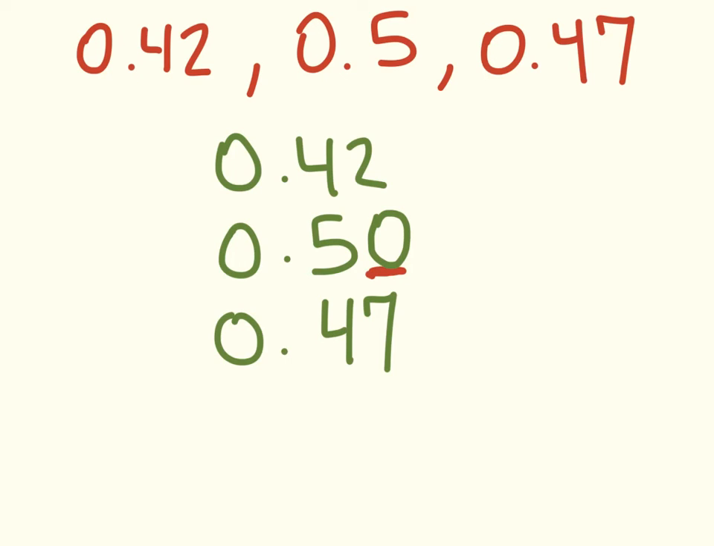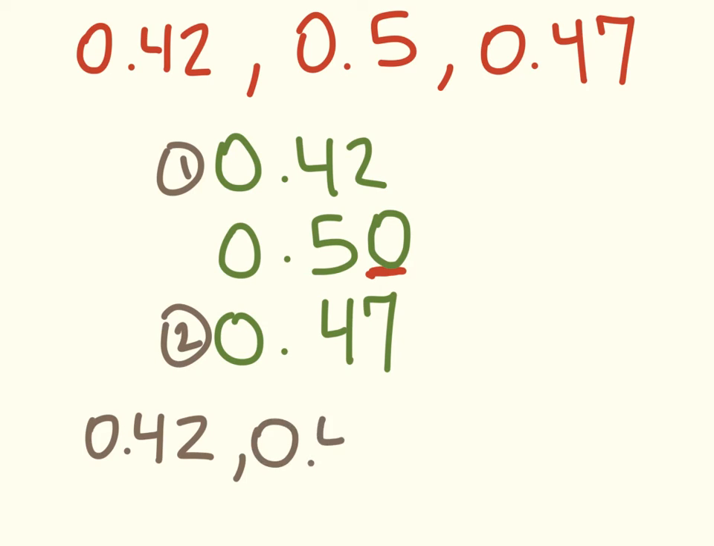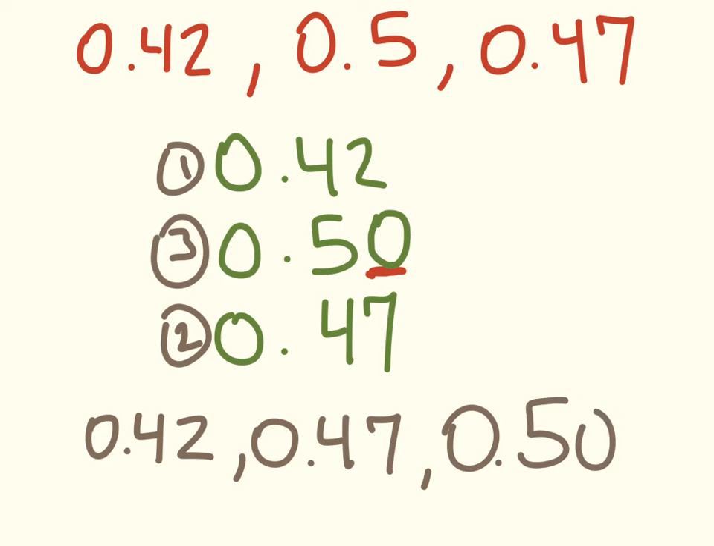Now I can compare them. 0.42, 0.50, 0.47. So which is the smallest one? This one, 0.42. Which is the next smallest one? This one is 0.47. And the biggest is 0.50. If you get confused, you can just look. This one has 42 after the decimal, 47 after the decimal, 50 after the decimal. And they all have tenths and hundredths, meaning they're all equivalent decimals. There we go. Have fun with that lesson, boys and girls.